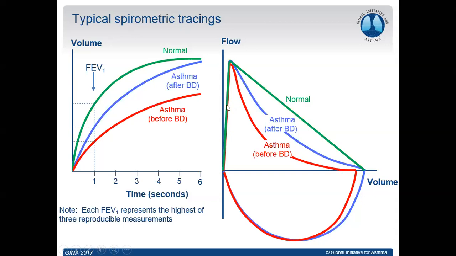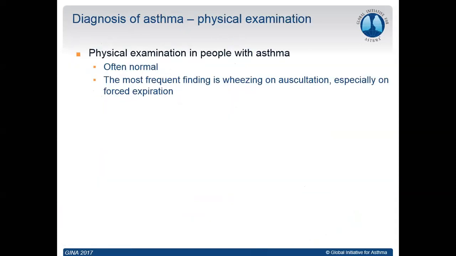There is one more, your restrictive diseases like fibrosis, where the flow itself will be less. So they will have a smaller curve. Instead of having this much big curve, they will have a smaller curve. The volume will be less. So they will have a very small curve in restrictive disorders, but they don't have this scalloping.